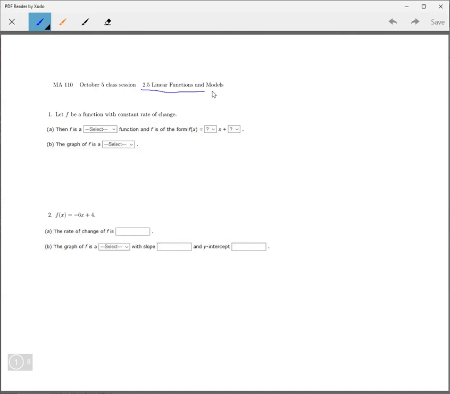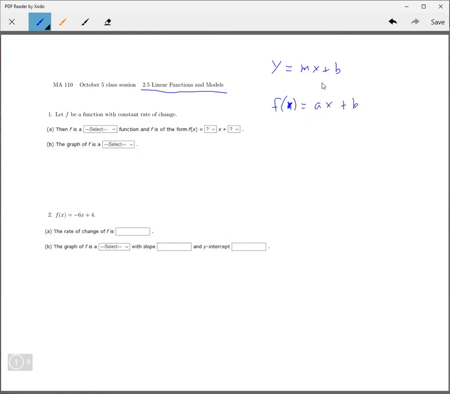Today we're going to talk about 2.5 linear functions and models. The equation of a line is mx plus b. Here they're talking about linear functions, so they're looking at functions of this form, f of x equals ax plus b.